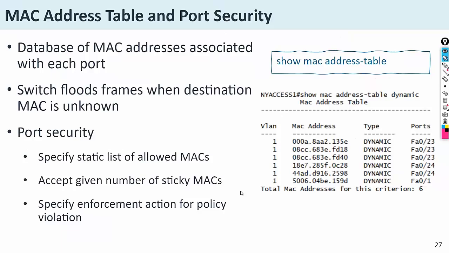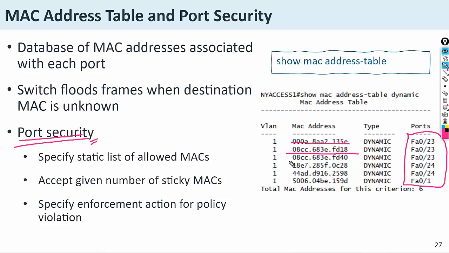So the MAC address table can be used for port security. So what is port security? Port security means, like, this is actually the port numbers and these are the MAC addresses. Got it? So if I want F020, F024 to connect only this MAC, it will not allow this MAC. It will allow only one MAC.